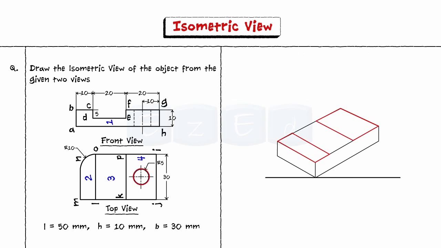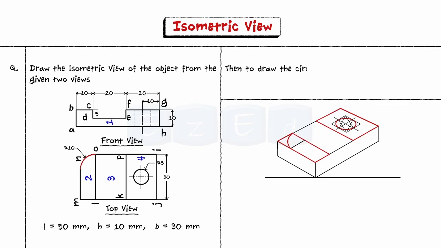Continuing, we see a hole of 10 mm diameter on plane 4. Locate the center of the hole and draw the hole using the 4 center method. Next, we see a fillet of 10 mm radius on plane 2. To draw the fillet, first locate points O and N in the isometric view and draw perpendiculars from the points as shown. The perpendicular lines will intersect at a point. Taking this point as the center, draw ON.